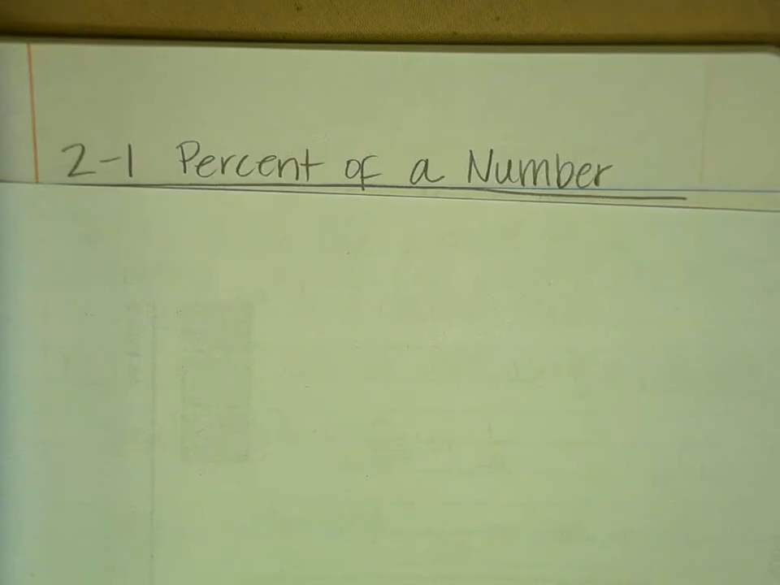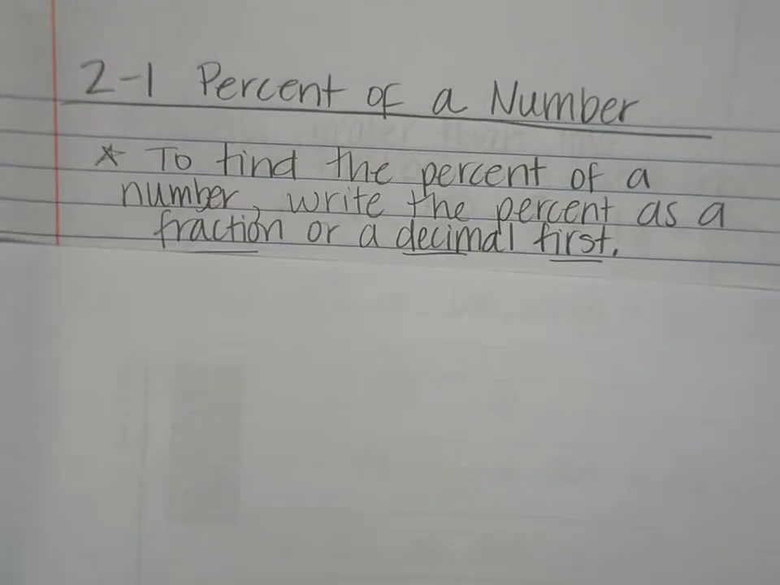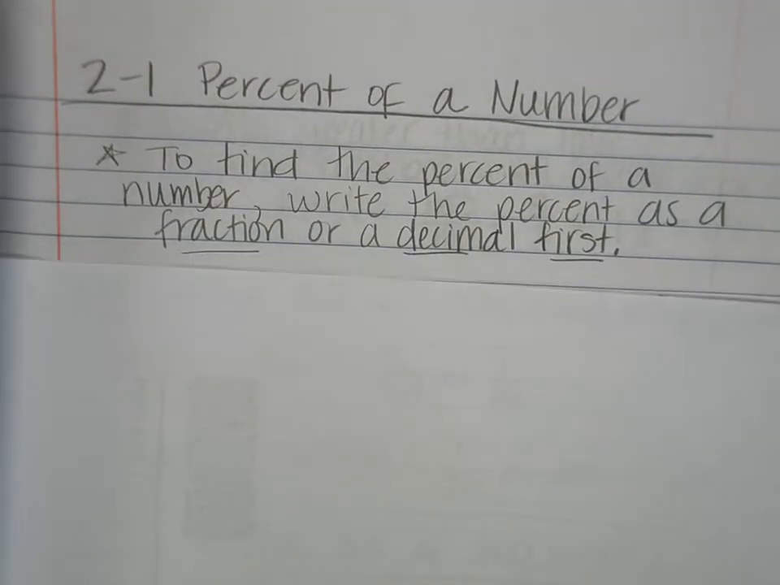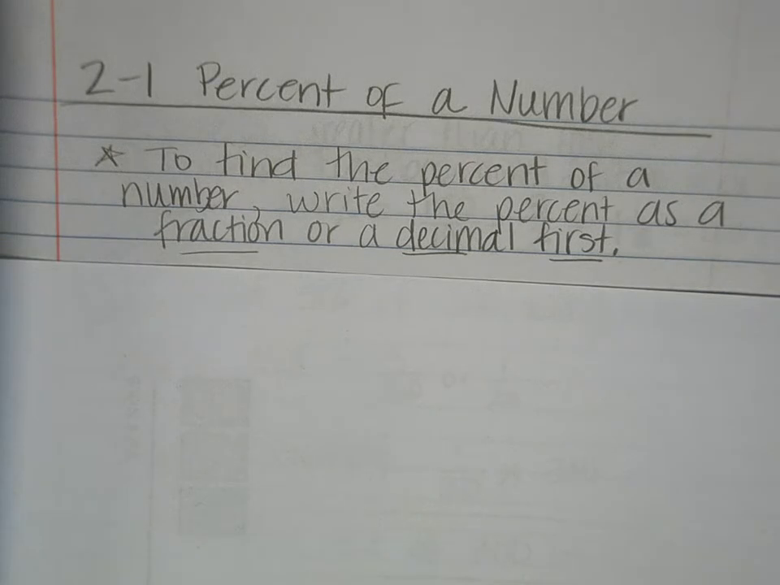Okay, so this is finding a percent of a number. To find the percent of a number, write the percent as a fraction or a decimal first. It's kind of like step one. So if you're asked to find the percent of a number, take the percent and write it as either a fraction or a decimal. You decide which one's easier.